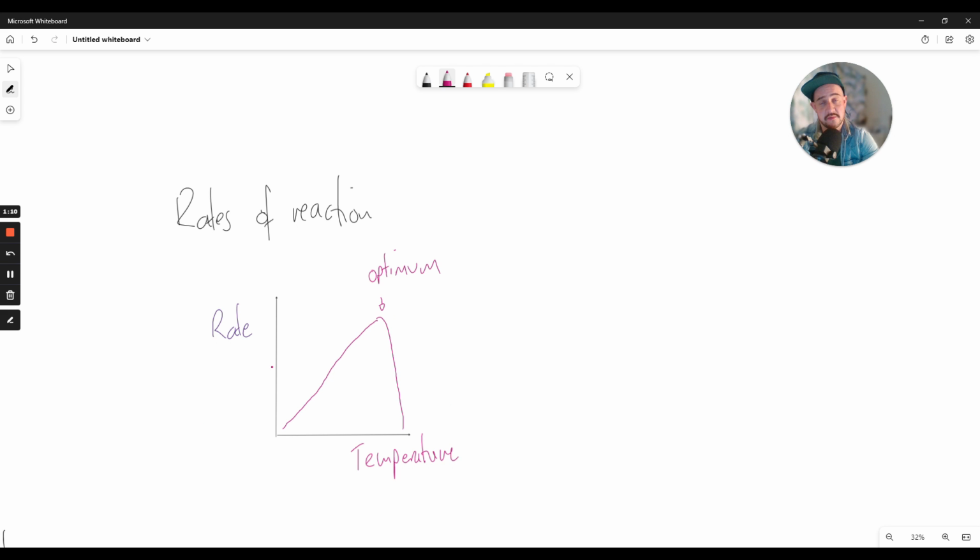Now, we're going to do like we did before. We're going to describe and we're going to explain the graph. So we're going to start by describing, and there are 2 sections to this graph, section 1 and section 2, before and after the optimum. So let's start by describing these 2 stages. So let's start with this first stage. Again, as you increase the temperature, and I'm going to write this in shorthand, but you can write in full sentences. When you increase the temperature, you're going to increase the rate of reaction up to the optimum.